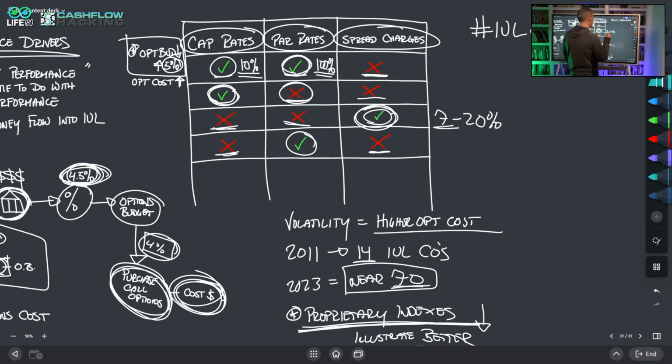So if it's at 7% right now, they contractually have the right to move it to 20%. Now, it's not because the insurance company is trying to say, let's raise it and keep more money for us.